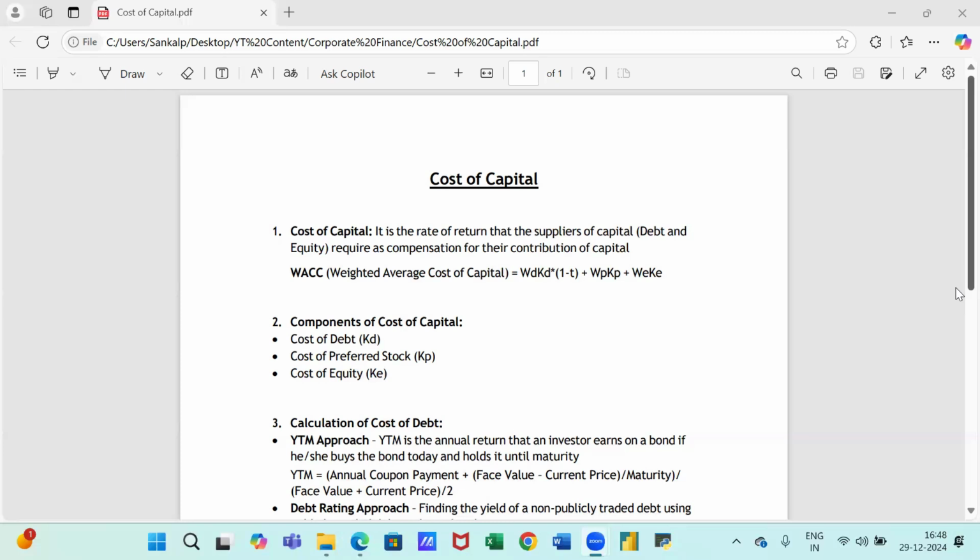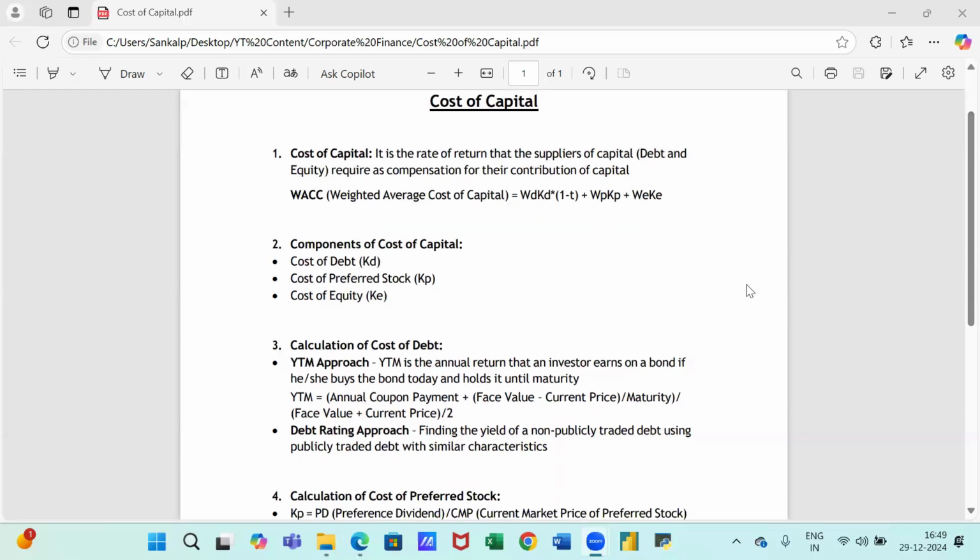The formula for the weighted average cost of capital is WD, that is weight of debt, multiplied by KD, that is cost of debt, multiplied by 1 minus the tax rate, because interest payments are tax deductible in most of the jurisdictions around the world. Plus your WP, that is weight of preferred stock, multiplied by KP, that is cost of preferred stock, plus WE, that is weight of equity, multiplied by your KE, that is cost of equity.